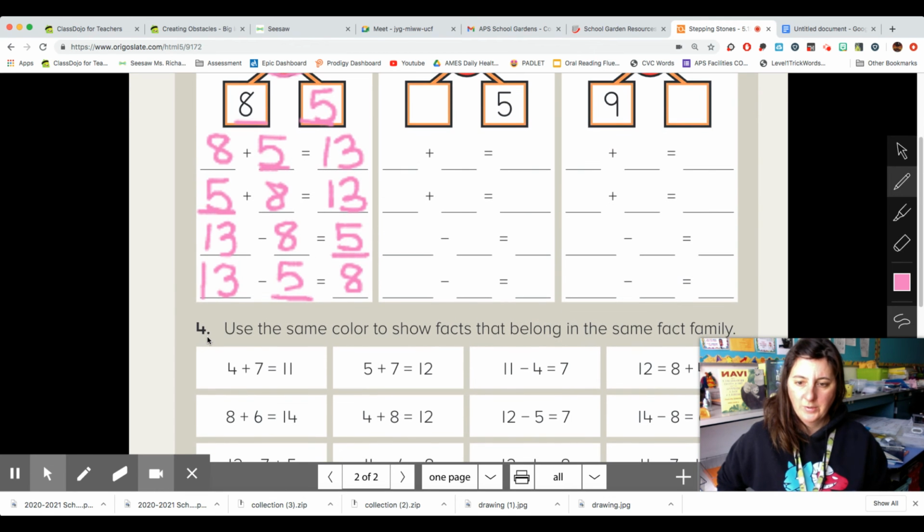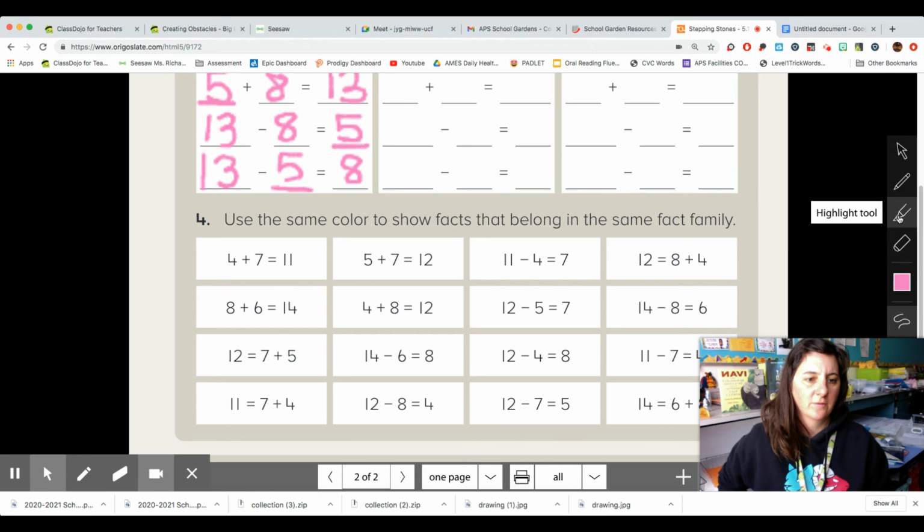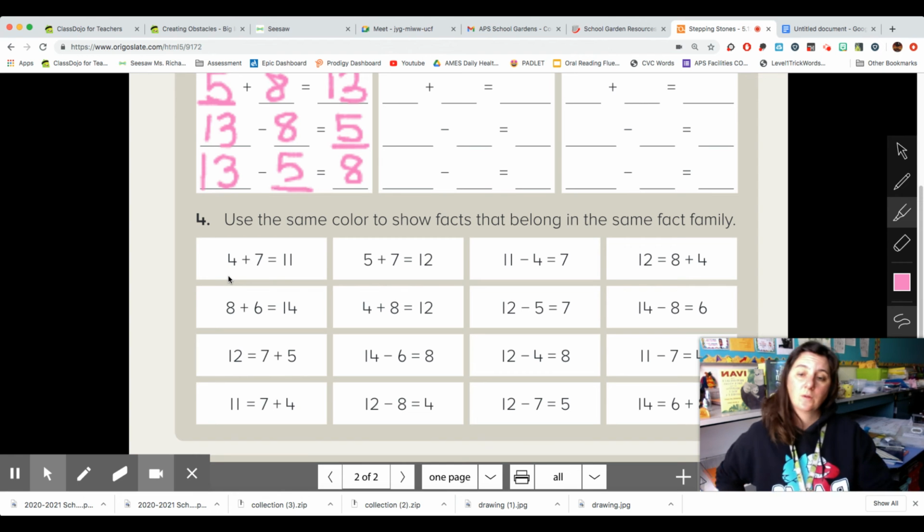For number 4, use the same color to show facts that belong to the same fact family. So I'm going to use my highlighter for this one. And so what you're going to do is look for those facts that have the same 3 numbers in them. That means that they're part of the same fact family. And for each fact family, you're going to use a different color to show that they belong together. So first we'll start with this first one. We'll make these ones pink. So we'll look for equations that have 4, 7, and 11.